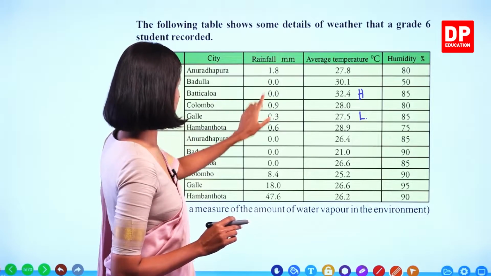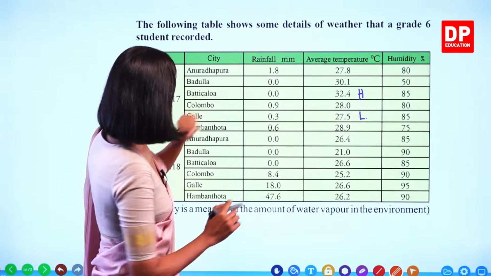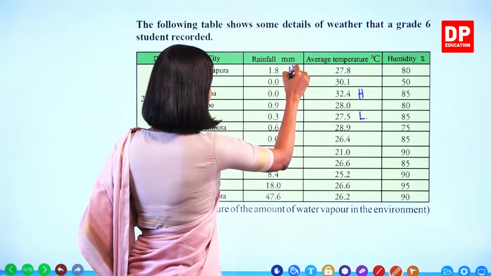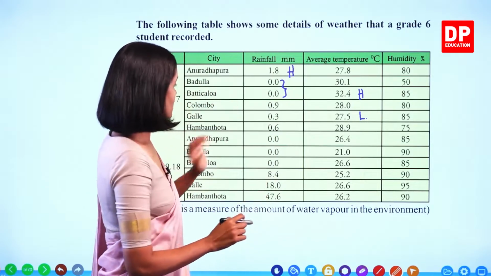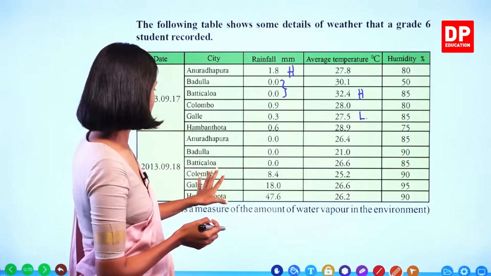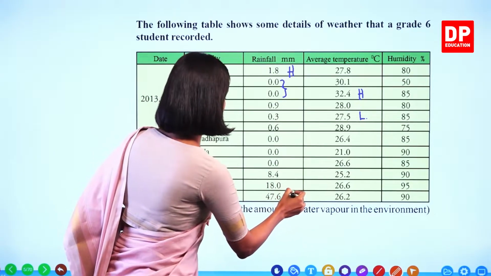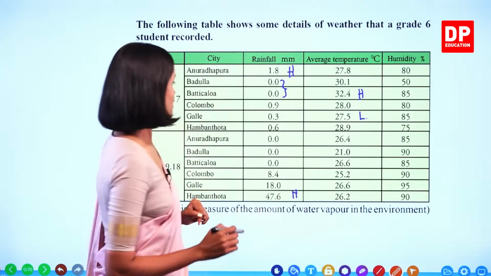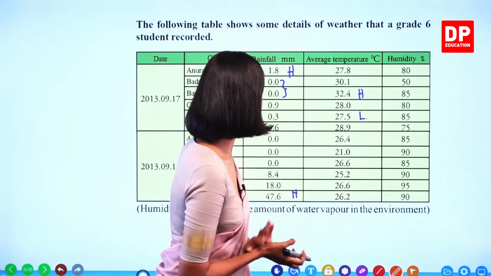Now here this rainfall, the first day the highest rainfall can be seen in Anuradhapura. This is the highest. Here there's no rainfall, right? And in this part, the second day highest rainfall is Hambantota. Right, children? So we'll move back to temperature column.